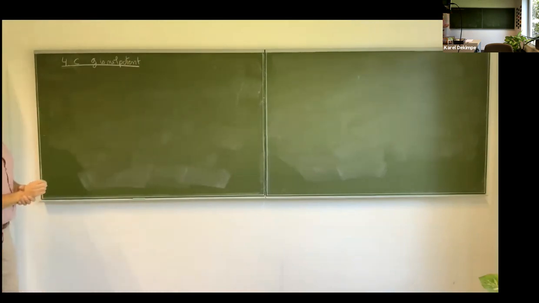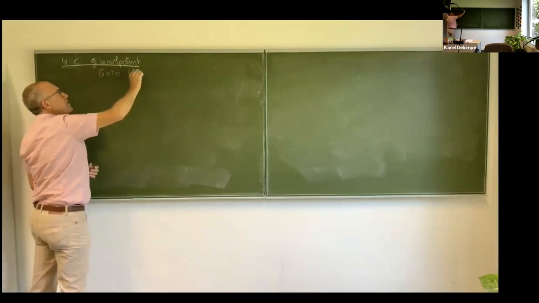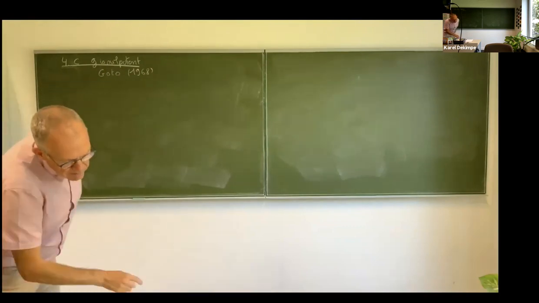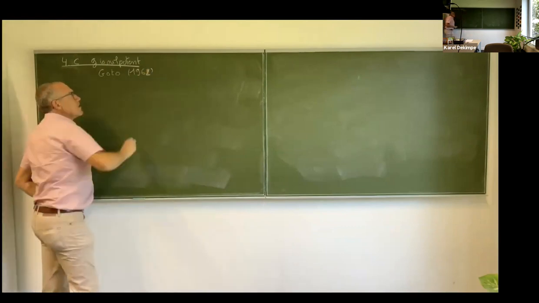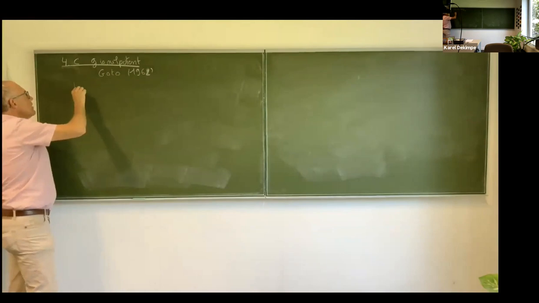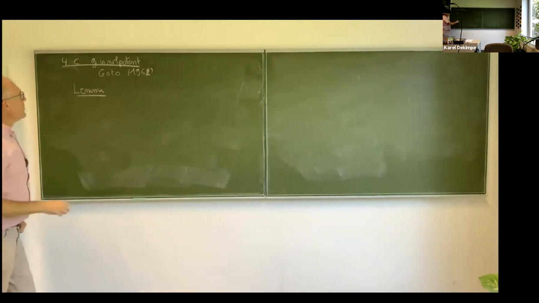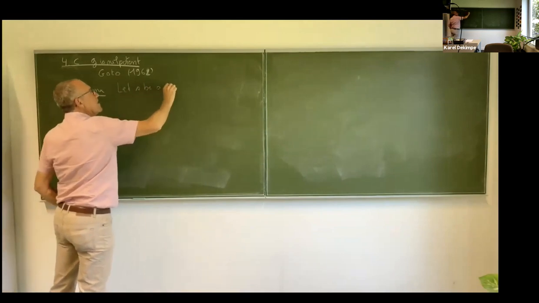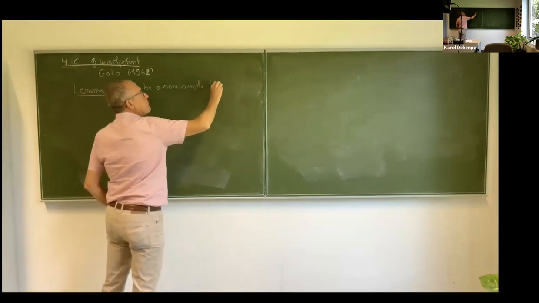And so, in order to deal with this case, I have to go back to results of a person called Goto. And this is a result already from 1968, if I'm correct. Well, I think I even wrote down 1962. And this says the following. So let me write down a lemma. And the lemma says the following. Let S be a semisimple Lie algebra.